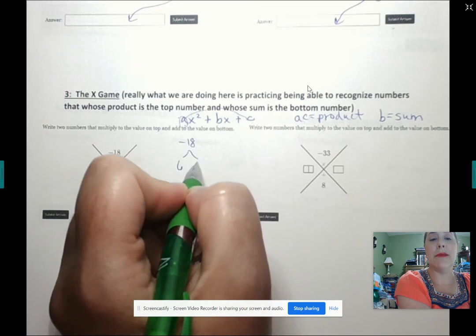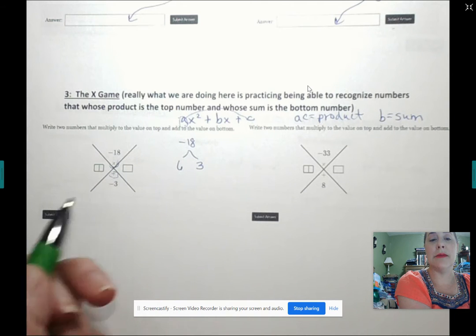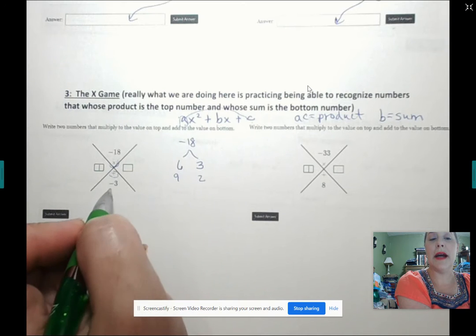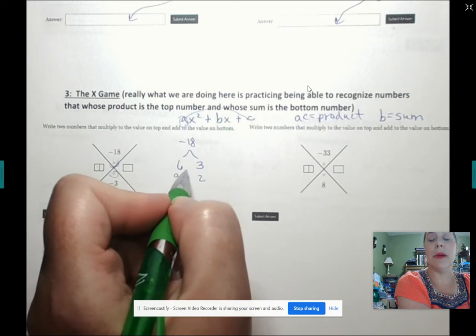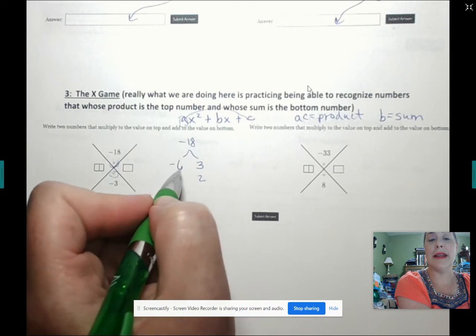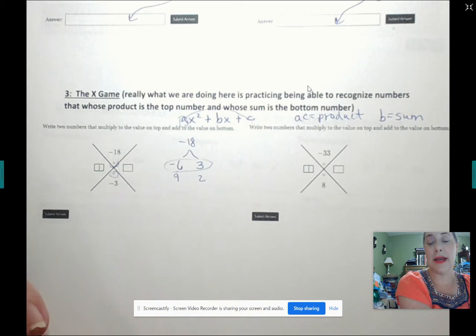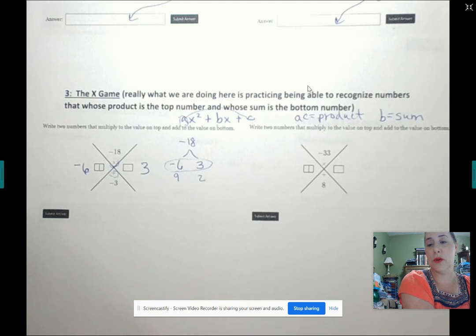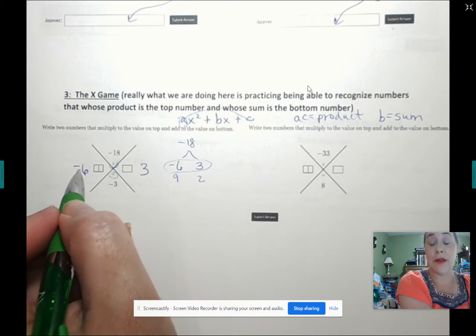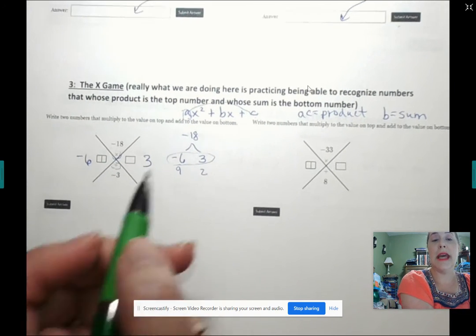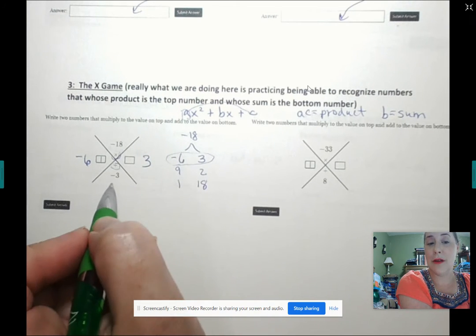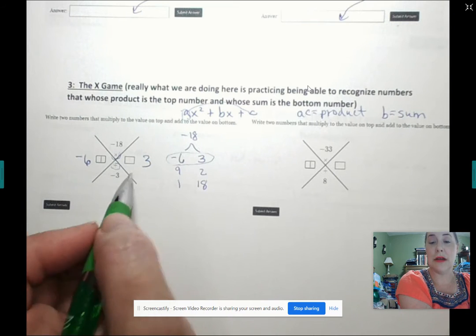So I know 18 can be multiplied by 6 times 3, and we also have 9 times 2, but I'm looking for a pair that is negative 3 apart from each other. If I put a negative in front of that 6 and add those two together, I would get negative 3. So the numbers that I'm looking for are negative 6 and 3, and it doesn't matter which one you write where. It does matter that the negative goes with the 6, not the 3. No other combination of factors of negative 18 is going to give you that particular sum. So this is the right pair.